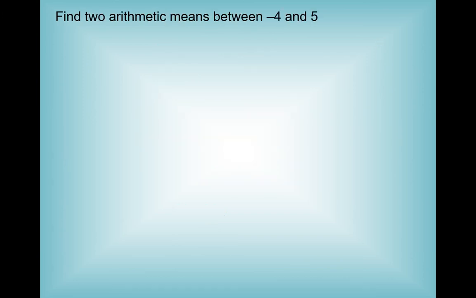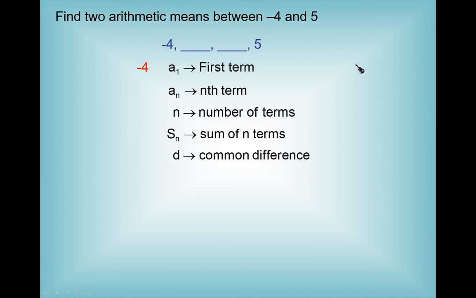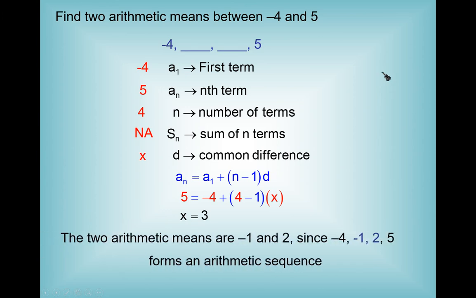So ito naman, find two arithmetic means between negative 4 and 5. So hanapin ang A sub 1, ang A sub n. Number of terms daw ay 4. Walang sum of number of terms. Common difference ay x, nawawala. So yan ang values, ang formula. Substitute the values. Ayan. So yan yung possible na arithmetic means niya: negative 1 and 2. Kasi since negative 4 is the first term, negative 1 and 2 are the means, and 5 is the last term.